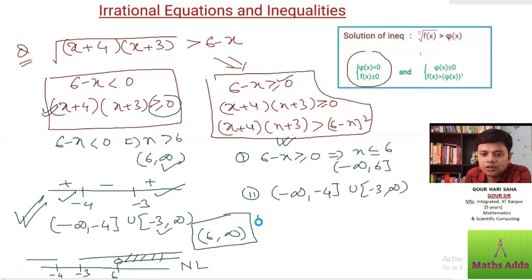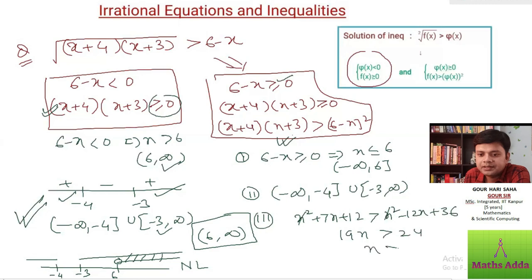The third part I need to solve. On the left hand side it is x square plus 7x plus 12, on the right hand side it is x square minus 12x plus 36. X square cancels. 12 plus 7 is 19x, which is greater than 24. So x is greater than 24 by 19. Then we will be taking the intersection of 1, 2 and this 3.